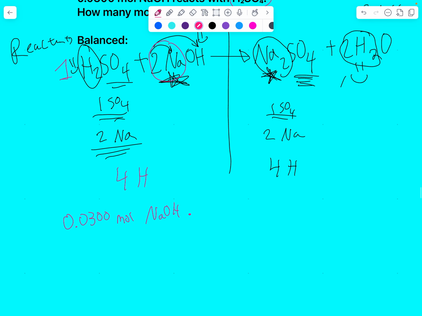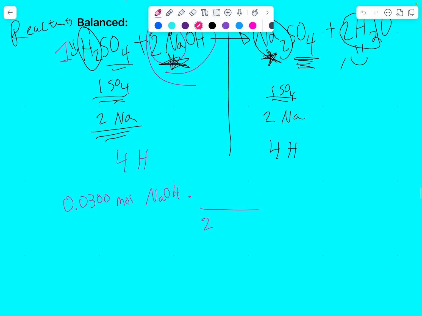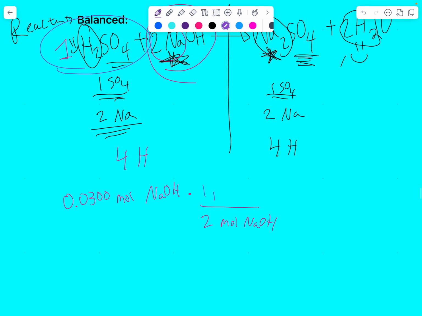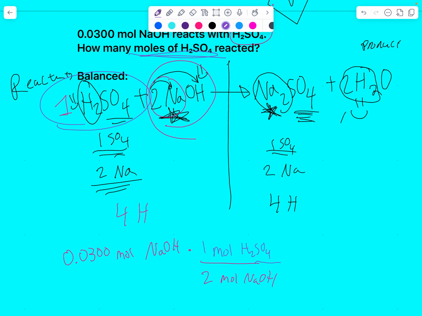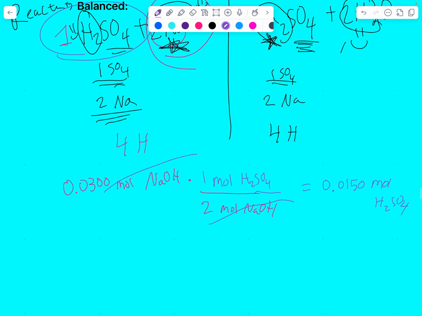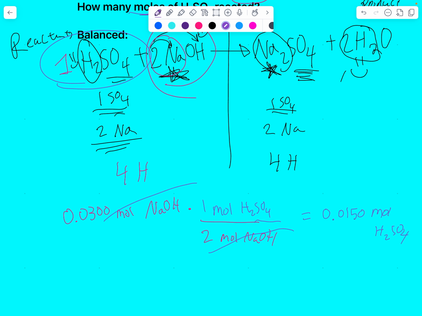Now, I'm going to say, okay, for every 2 moles of NaOH, I have 1 mole of H₂SO₄. Because they asked, how many moles of H₂SO₄, and I'm given moles of NaOH, I don't need to go to grams or any of that. So moles of NaOH cancels out, and when you multiply it, you get 0.0150 moles of H₂SO₄.